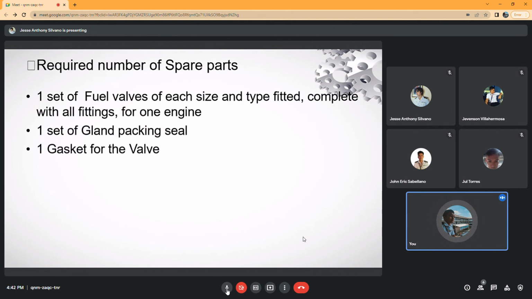So requirements: required number of spare parts. One set of fuel valves of each size and type fitted complete with all fittings for one engine. One set of gland packing seal and one gasket for the valve. So that's all. So can I see the pictures?